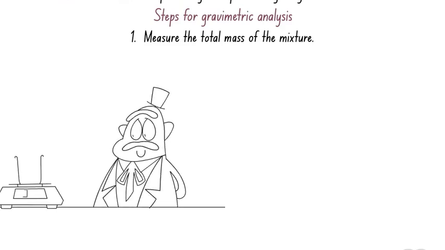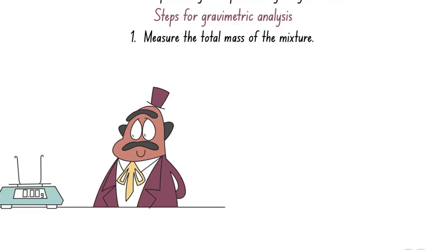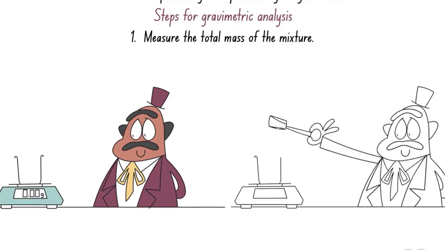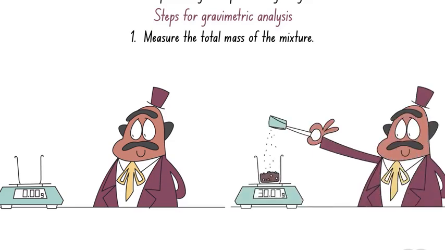As we mentioned earlier, the first step of gravimetric analysis is to measure the total mass of the mixture. Senor Ortega places a 150 milliliter beaker on an electronic mass balance. He waits for the reading to stabilise and tares the balance. Then he uses a metal spatula to place a sample of the fertilizer into the beaker and record its mass.